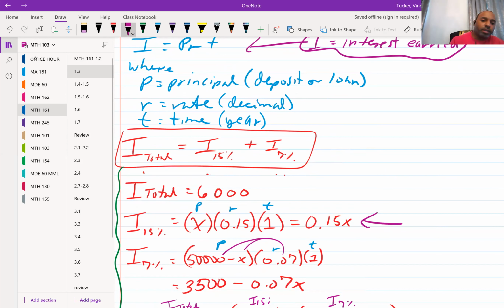Now, the interest earned in the 15% account is P times R times T. So we take those three pieces that we had, X times 0.15 times 1, and that simplifies to 0.15X. And then in the 7% account, once again, P times R times T, our P there was 50,000 minus X, and then our rate, which is 0.07, times T, which is 1. So now to simplify that, go ahead and distribute that 0.07, and that gives us 3,500 minus 0.07X.